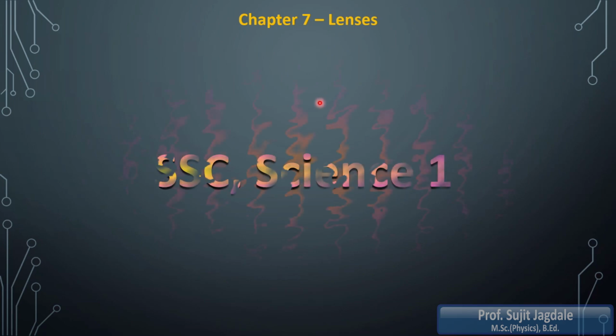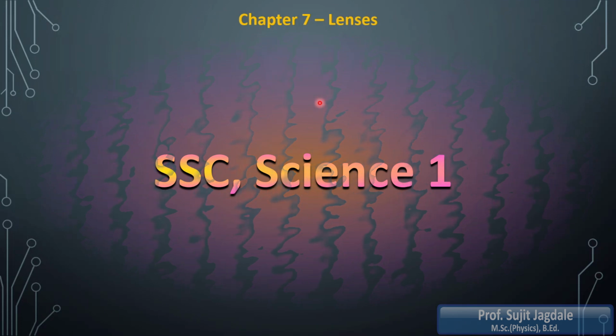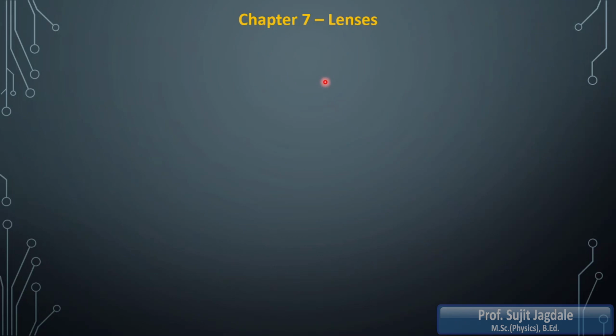Here we have started chapter number 7, which is Lenses, for the Science Part 1, Class 10. So already we had started that series of lectures. This is going to be our second lecture. In the first lecture, what had we considered? We had considered how lenses are formed.